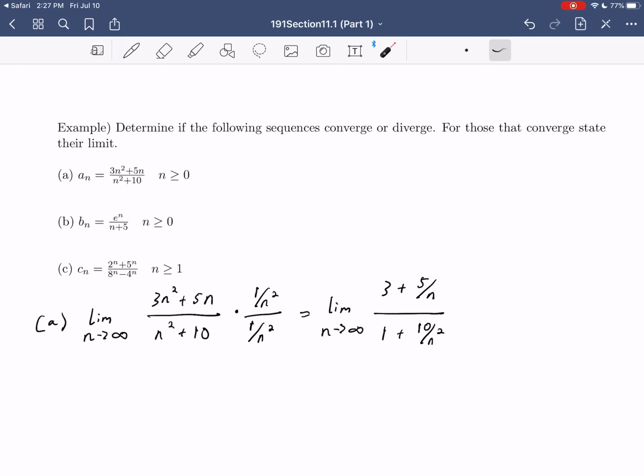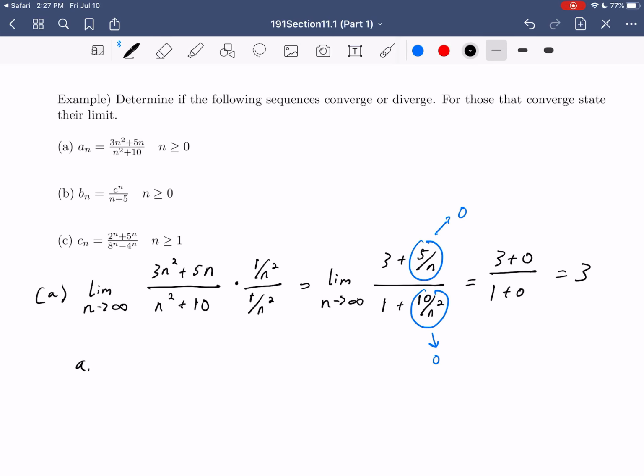Why is this so good? Well, because these expressions, constant over n or constant over n squared, as n goes to infinity, become a number over infinity, and a constant over infinity is always going to go to 0. So this piece is going to go to 0, and this piece is going to go to 0. So this limit is (3 plus 0) over (1 plus 0), which equals 3. So we could say that a sub n converges to 3.